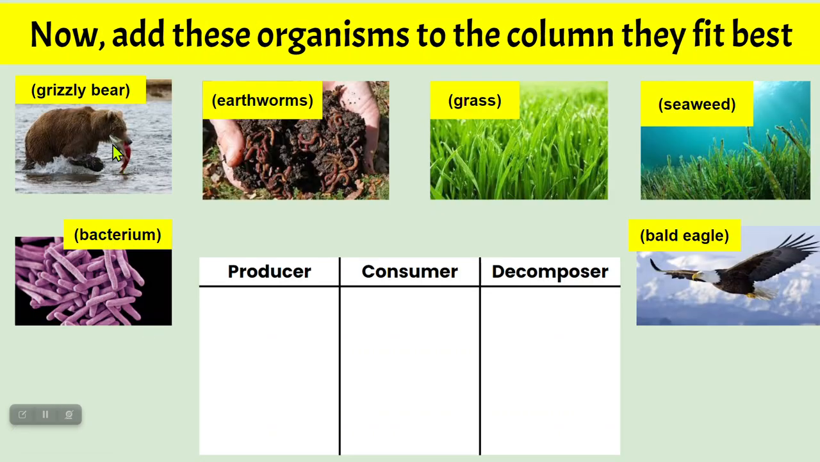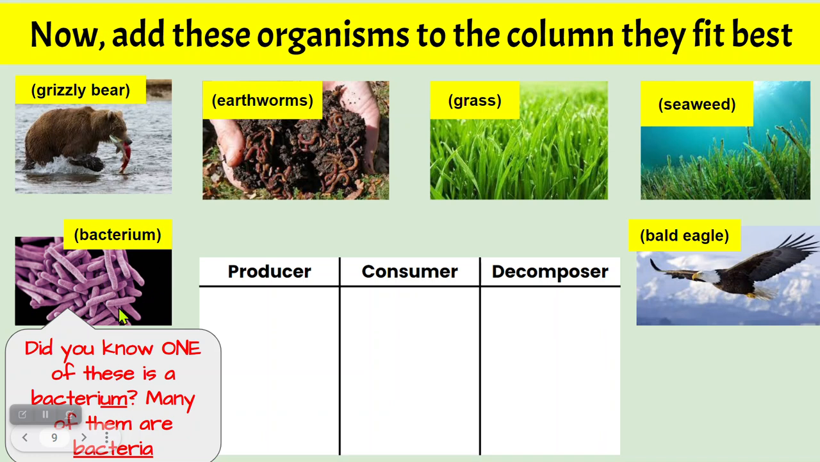Okay, so these are the organisms that we're going to put in our columns where they fit the best. All right. And just in case you didn't know this, one bacterium, that means there's only one of them. If you have a whole bunch of them, they are called bacteria. So bacterium is singular and bacteria is plural, just so you know about that.